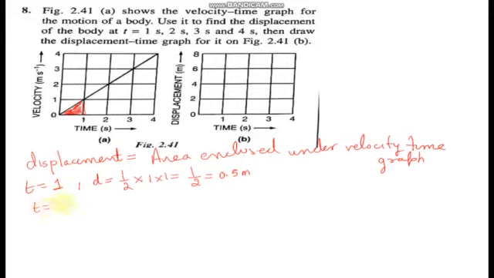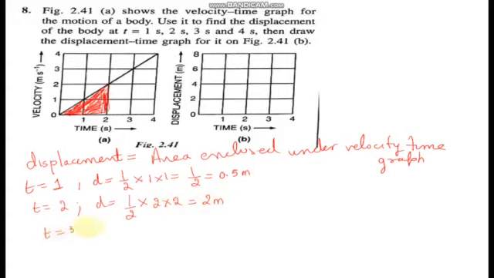When time is equal to 2 seconds, what is the distance? For 2 seconds, now we have the complete triangle, the whole red shaded triangle. So it is also a right angle triangle. Area will be half into base into height. Base is 2 meter, height is also 2 meter, and it comes out to be 2 meter.